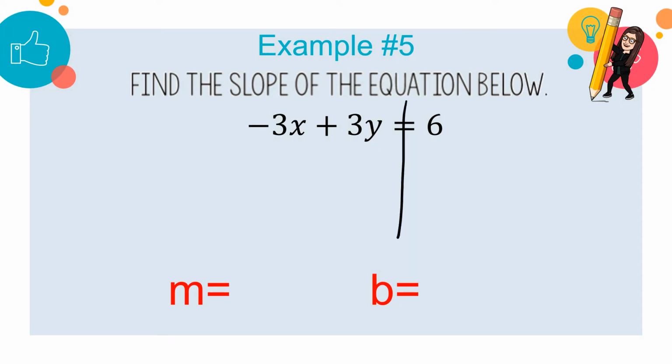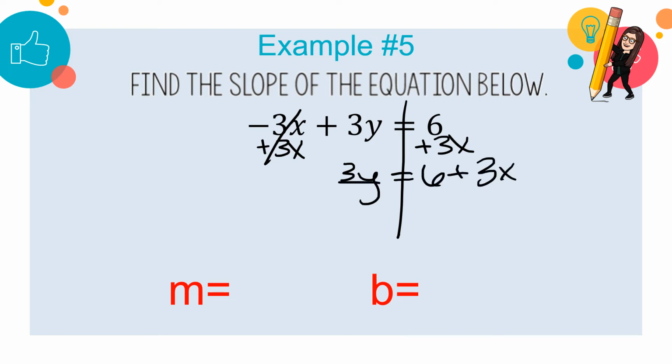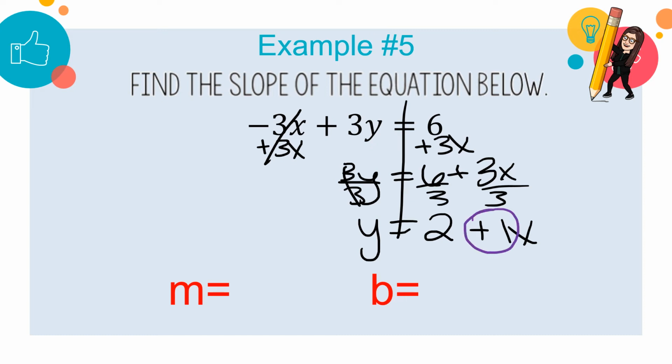Two more examples. This one's pretty straightforward. It looks like the typical. Instead of subtract 3x, let's add 3x. 3y falls down. Instead of times 3, let's divide everything by 3. A 2 plus a 1x. Alrighty. The number in front of x is my slope, my m. The number by itself is my b.